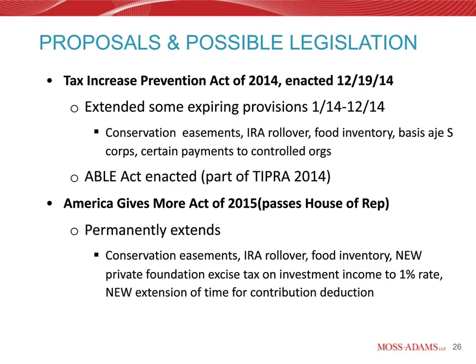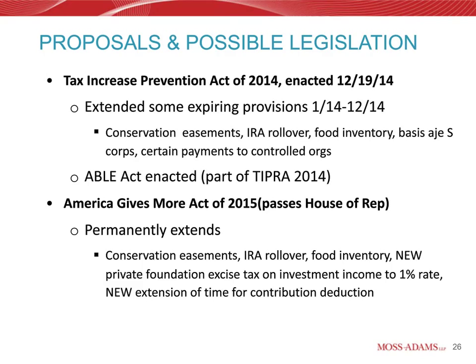Some of the proposals and possible legislation, well, the first thing, this one did go through. It was the Tax Increase Prevention Act of 2014. It was enacted at the very end of 2014. It extended some expiring provisions that people were hoping would get extended. For instance, the capital gain property for conservation purposes, tax-free distributions from individual IRA accounts for charitable purposes, contributions of food inventory by taxpayers that are not C corps, basis adjustment rules on S corporations making property contributions, and then certain payments to controlled organizations.